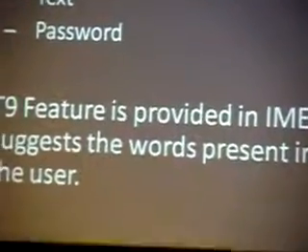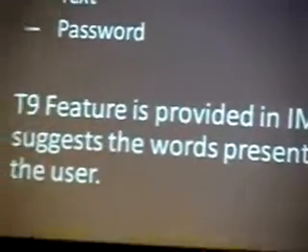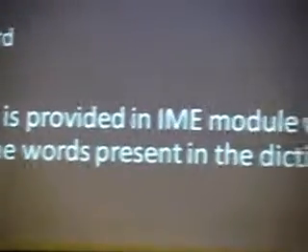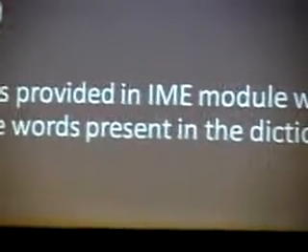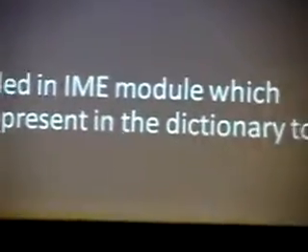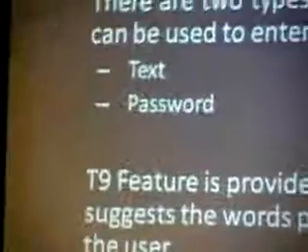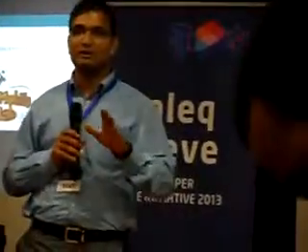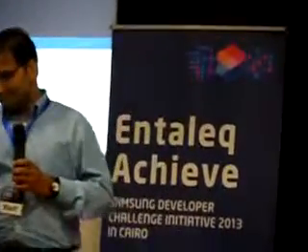Input can be provided in two formats: text and password. Text will be visible to the user, password will be masked with asterisks or stars, and it also comes with the D9 feature. This is very basic stuff, so all those developers planning to start development with the Samsung SDK, especially for smart TV, will find this more useful.